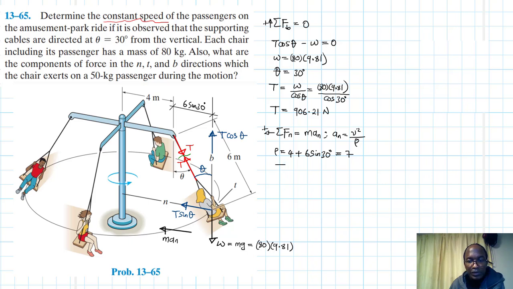We have T sine theta. Okay, what else? That's it. It is just equal to MA, V squared divided by rho. Okay, so let's write down this. Now we do have numbers, but let's make V subject of the formula.